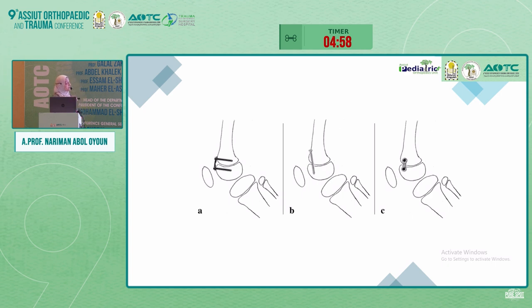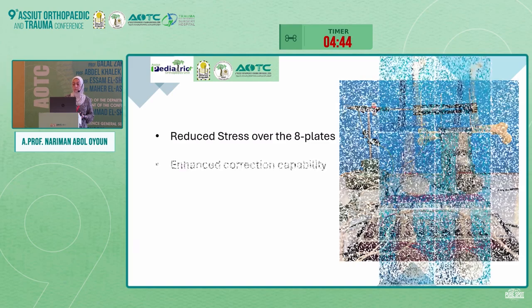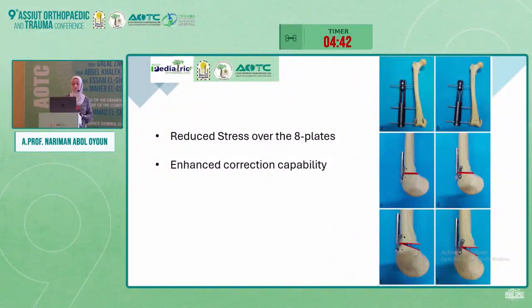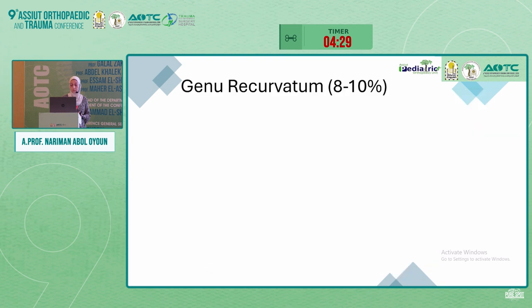We now prefer the 8-plate in the coronal plane, and we are using PET to compare the results with our new technique. This study was actually based on a mechanical study we performed in the lab with sawbone, and we discovered that there is less stress over the 8 plates when they're put on both sides of the femur instead of in front, and the correction capability is more, actually, and this was cited in the JBJS.